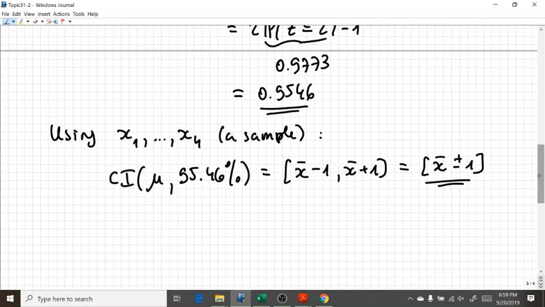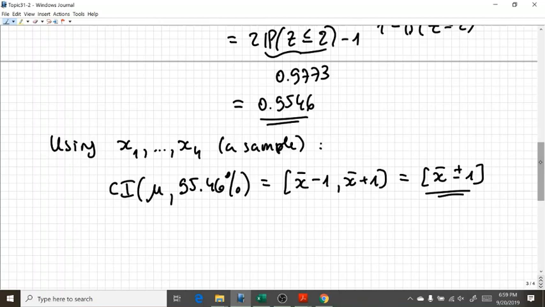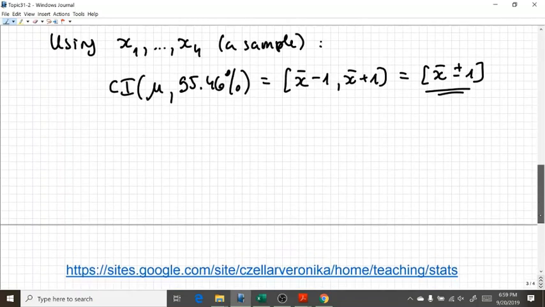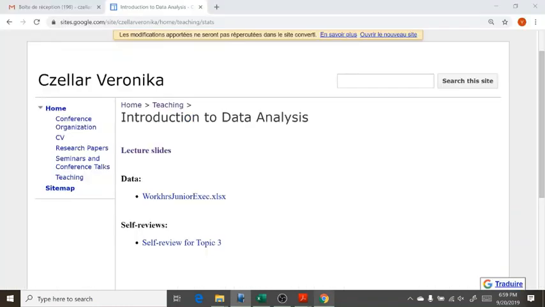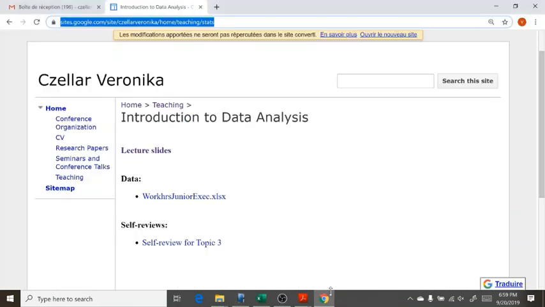So now, how to do it in general, because here we just considered a particular sigma which was equal to 1. Well, you can see it in another video in which I cover confidence intervals for mu assuming normality, and yet another one, confidence intervals for mu without assuming normality. And you can find the course material on this website. Here it is, the website where you can find this course material and the lecture slides.